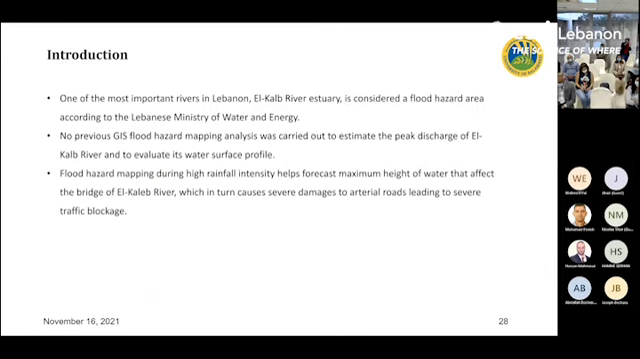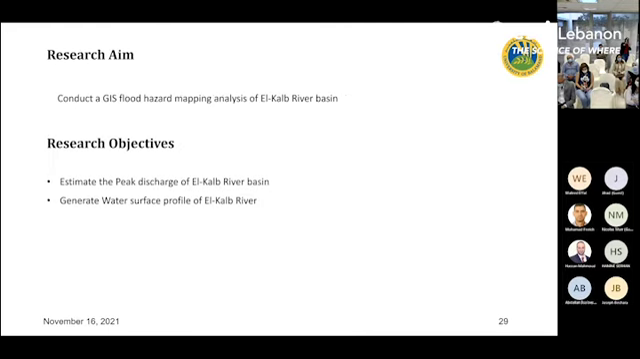carried out in that area, and flood hazard mapping during high intensity rainfall helps forecast the maximum height the water level can achieve. My research aim was, as I said, to conduct a GIS flood hazard mapping analysis for Nahr al-Kalb. The research objectives were to estimate the peak discharge during the highest rainfall and to generate the water surface profile of Nahr al-Kalb.